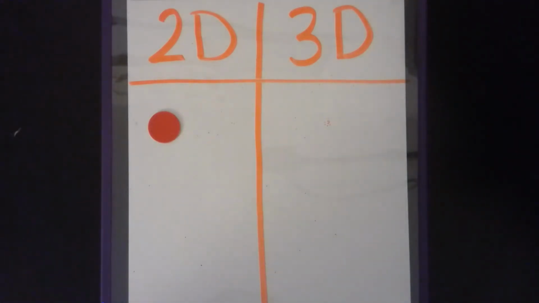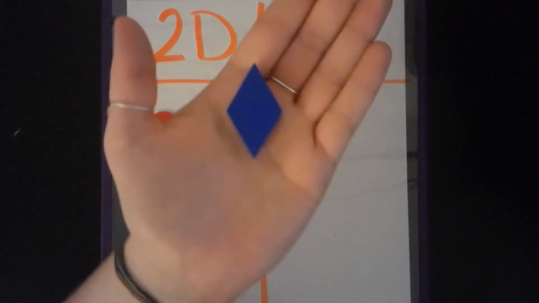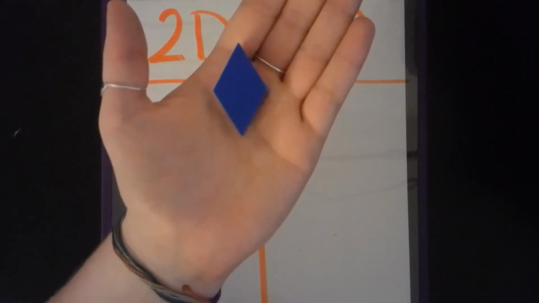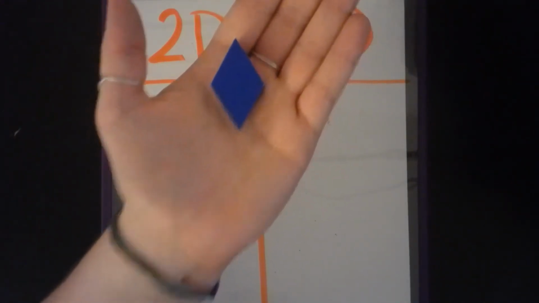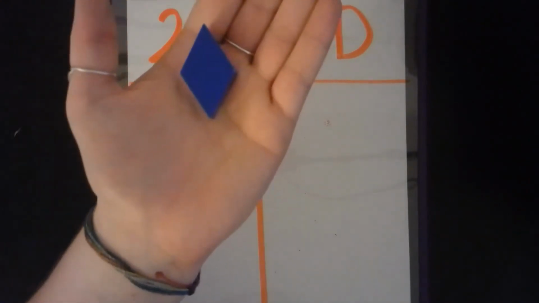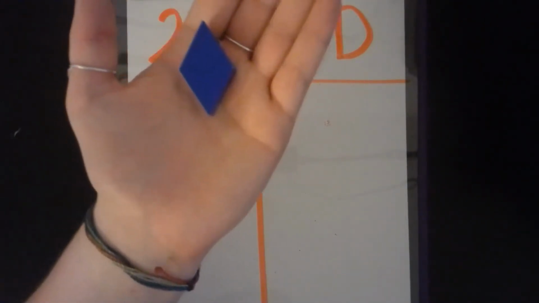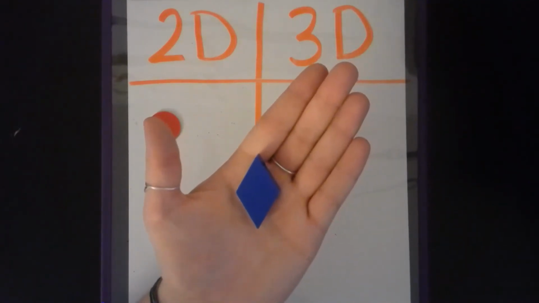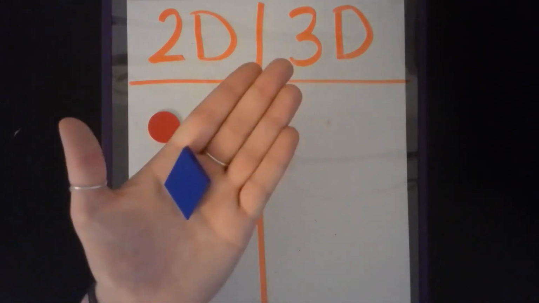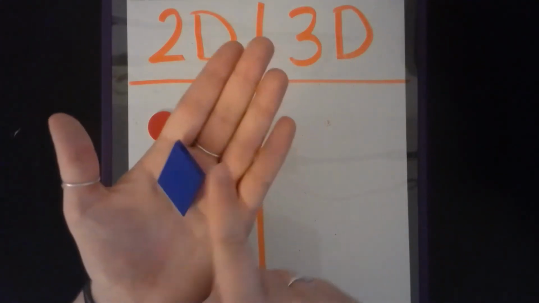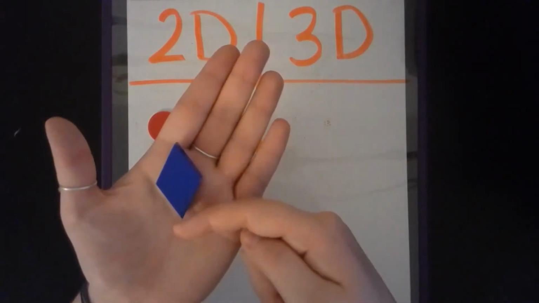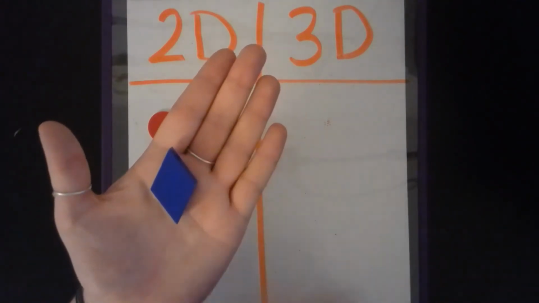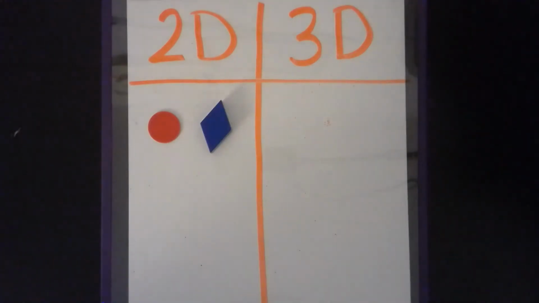All right, our first shape is, what's this shape? A rhombus. This is a rhombus. Is a rhombus 2D or 3D? A rhombus is 2D because it goes side to side and top to bottom, but I can't see the back from here. So it is a 2D shape. Let's do our next shape.